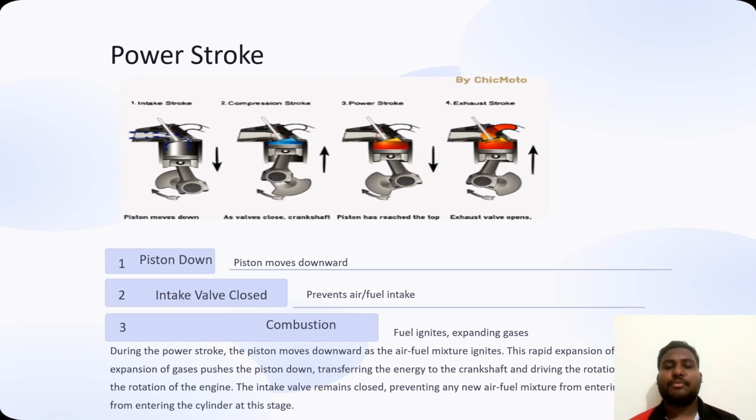The piston moves downwards. The intake valve remains closed, preventing airflow and fuel intake. Combustion stroke: fuel ignition and expansion of gases. During the power stroke, the piston moves downwards as the air-fuel mixture ignites. The rapid expansion of the gases pushes the piston downwards. The energy is transferred to the crankshaft, and the drive is rotated. The intake valve remains closed and prevents the air-fuel mixture from entering the cylinder at this stage.